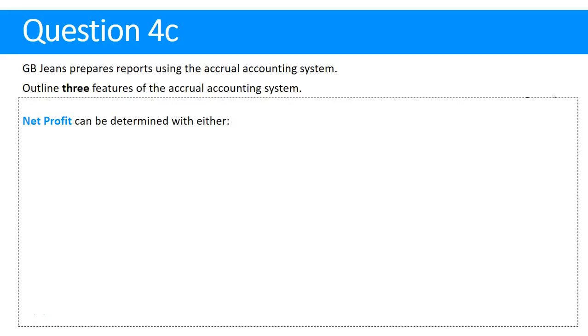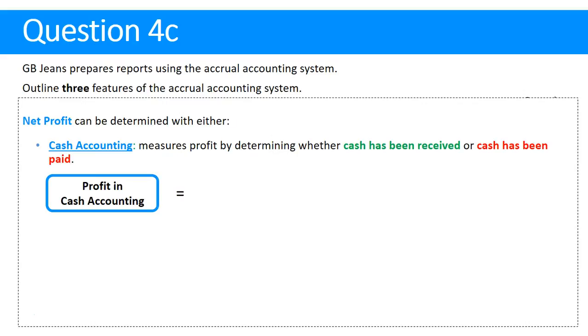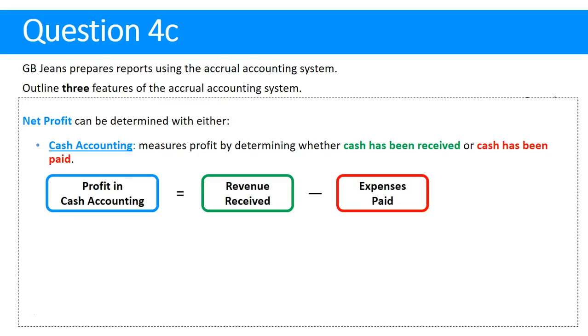Well, what we're doing is when we calculate our net profit, we've basically got 2 choices. One, we can do it based on cash accounting, and if we did it that way, we'd measure profit by determining whether cash has been received or paid, and our profit would simply be how much revenue has been received minus how many expenses have been paid. Now, unless I'm a very, very small business, 99 times out of 100, those numbers are going to be wrong. Just because I haven't got revenue doesn't mean it hasn't been earned, and just because I haven't paid an expense doesn't mean it hasn't been incurred.